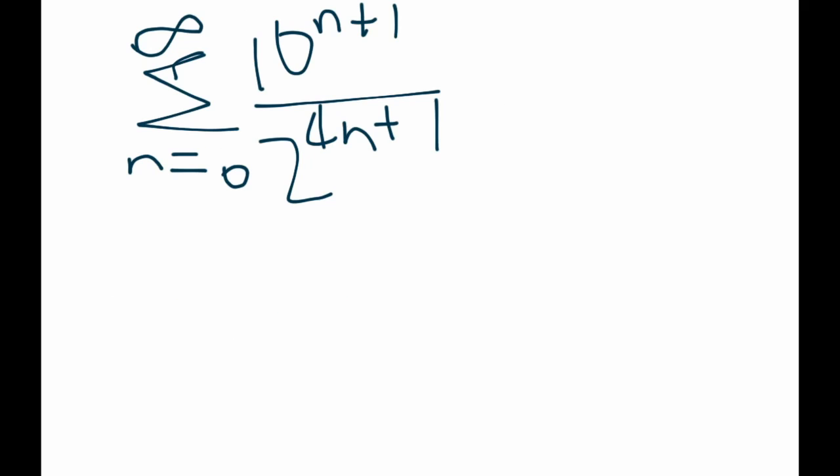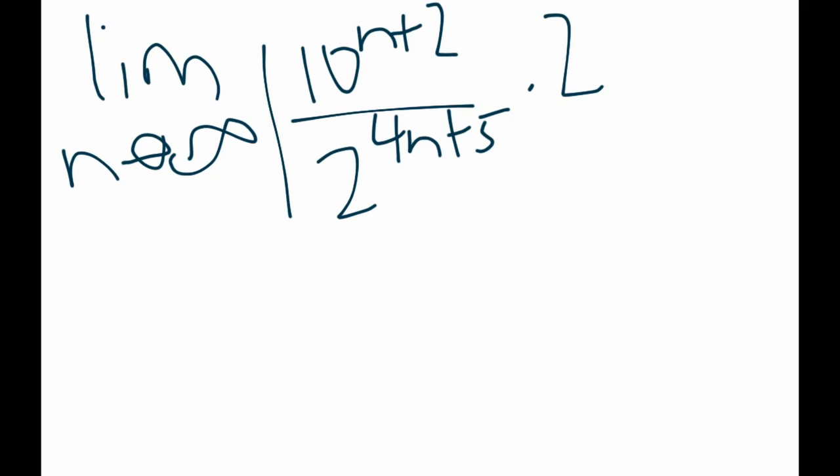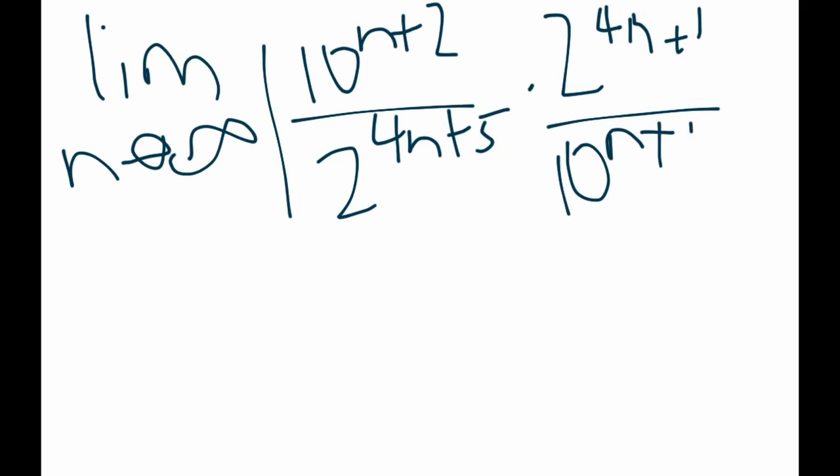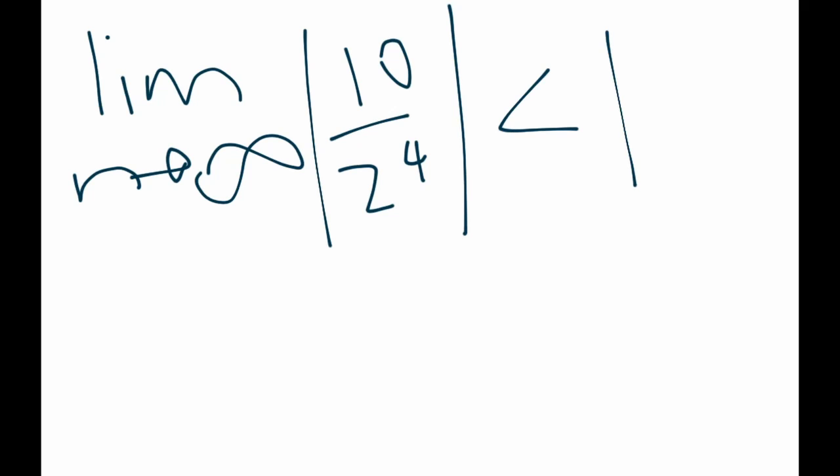This next question is the sigma from n equals 0 to infinity of 10 to the n plus 1 over 2 to the 4n plus 1. We're going to use the ratio test again. We take the limit as n approaches infinity of the absolute value of 10 to the n plus 2 over 2 to the 4n plus 5 times 2 to the 4n plus 1 over 10 to the n plus 1, which equals the limit of the absolute value of 10 over 2 to the 4th, which is less than 1, so this series converges by the ratio test.